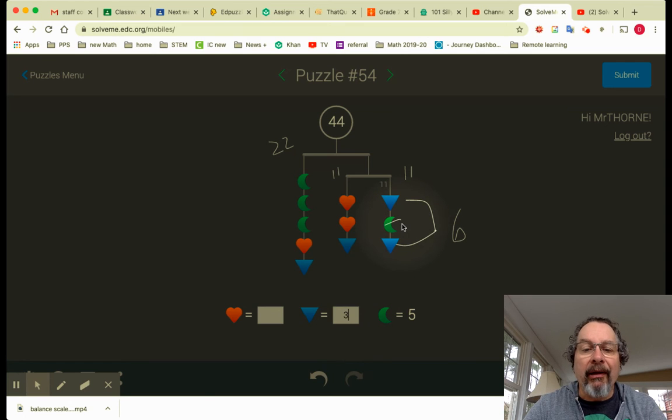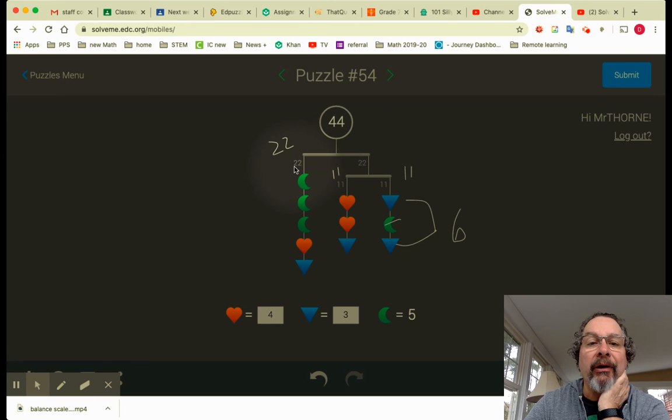Now that you know a triangle is three, and we need a total of 11, that means there's eight more that we need. We need to get eight out of these two hearts. Each heart would have to be four. So we solved that one without even having to move over here and think about the values on that. And to double check, it does work out if you look at the numbers they put in. 22, 11.